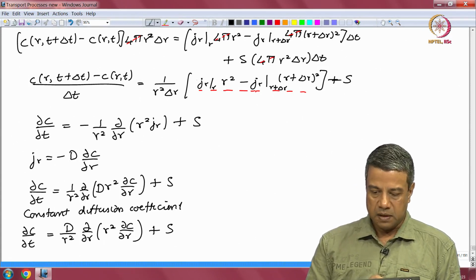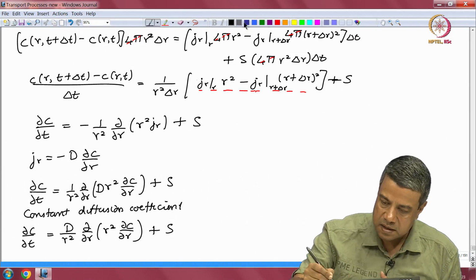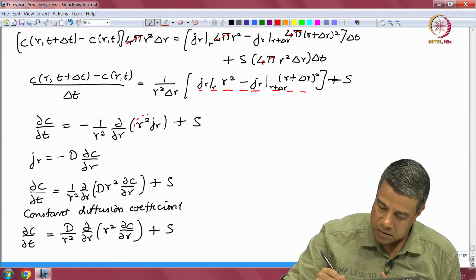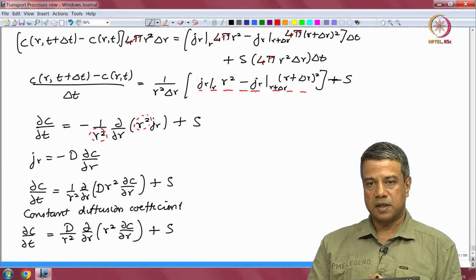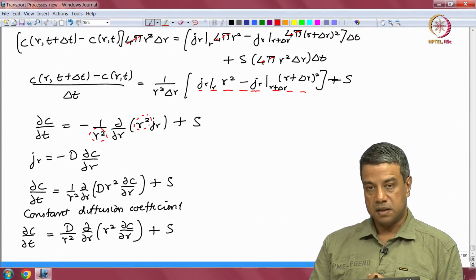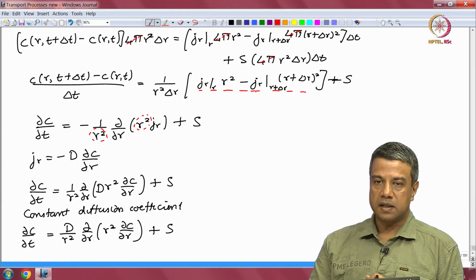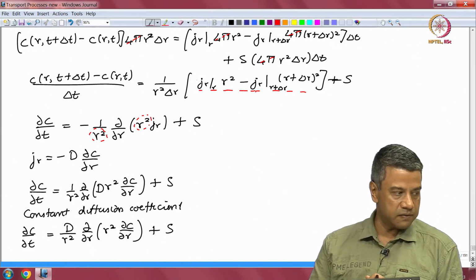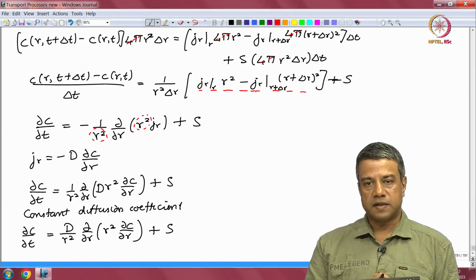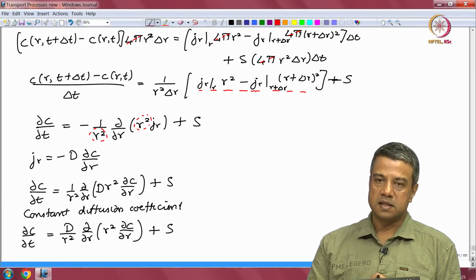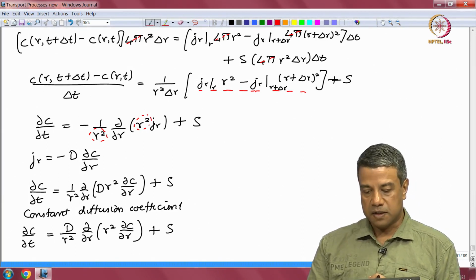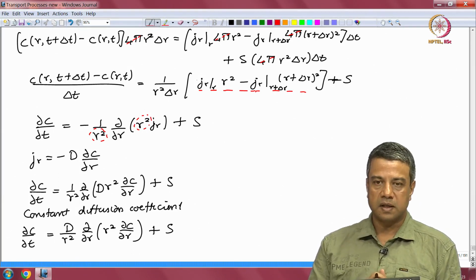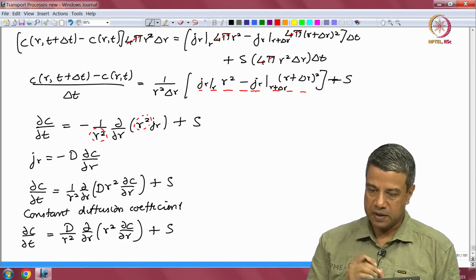Note that I have these terms r square here. 1 over r square d by dr of r square j r. Reason for that is surface area varies as a function of position. Surface area is increasing as the square of the radius, and because of that you have this r square in a spherical coordinate system.